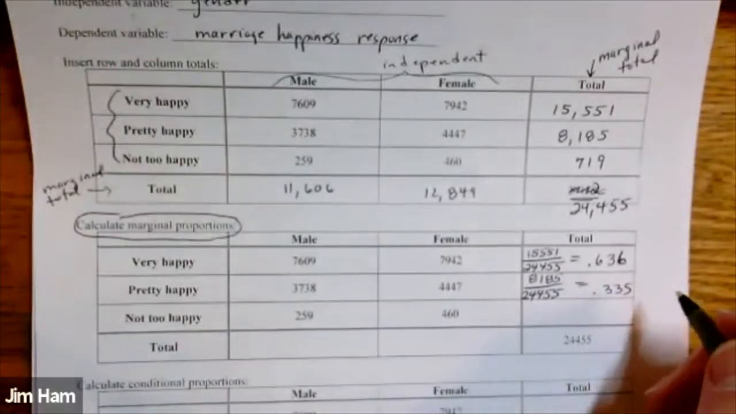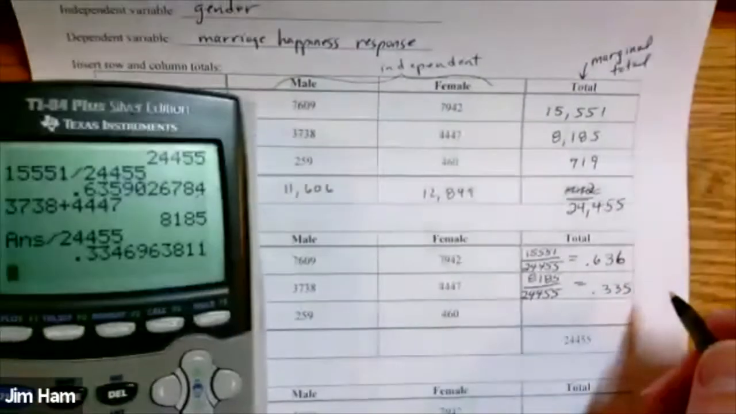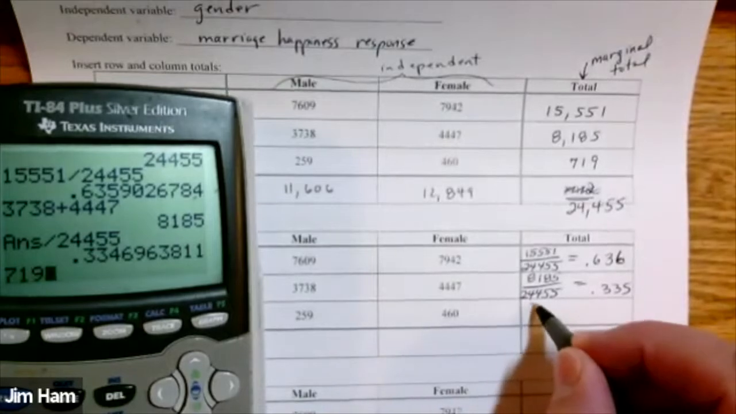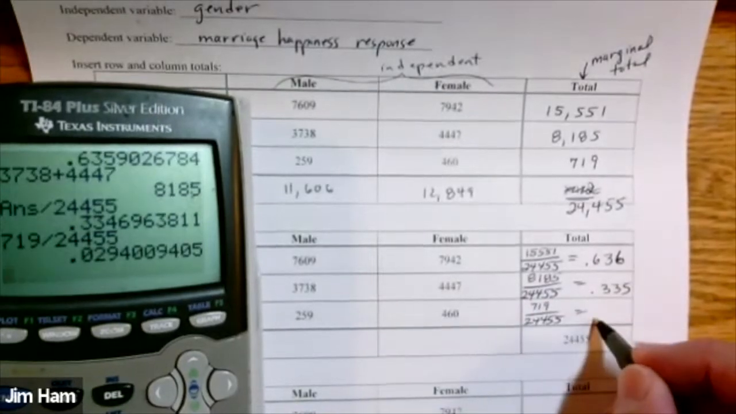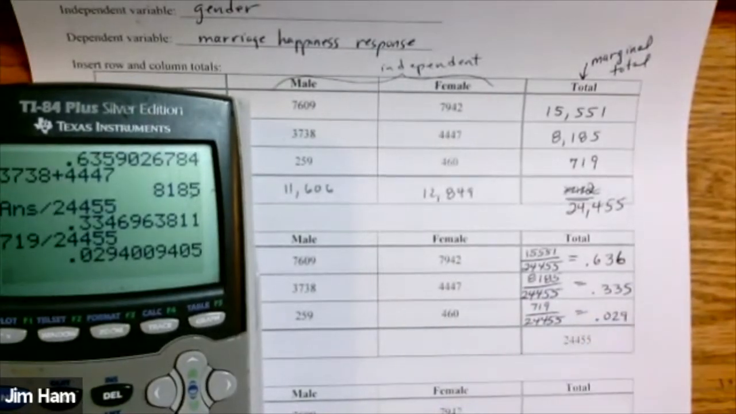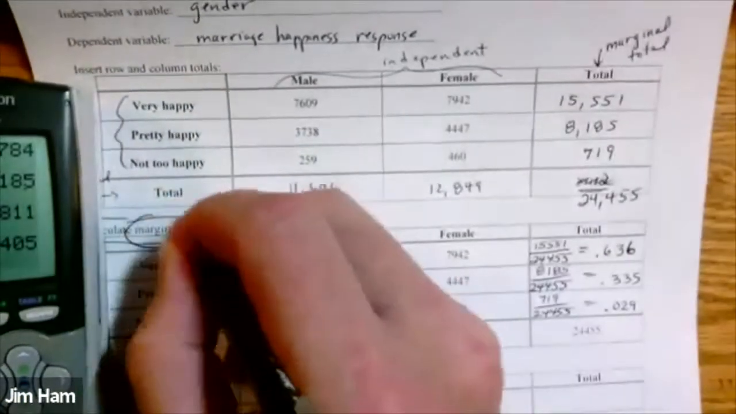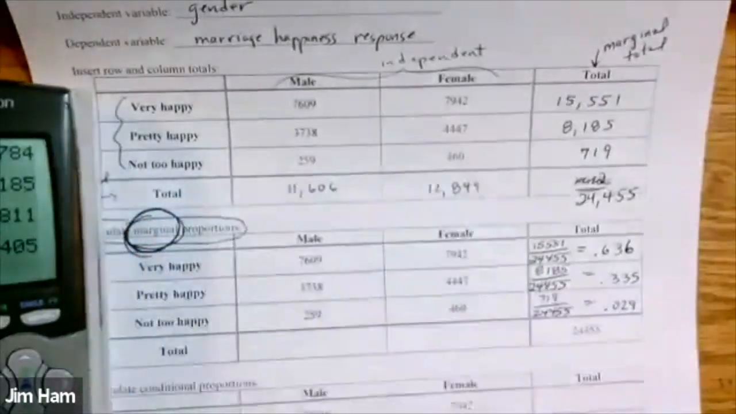A third would respond that they're pretty happy in their marriage. And then if we take the 719 and divide by the same, it's a very small amount, right around 3%, say that they're not happy. But these are the percentages or the proportions that we're calculating, and we're putting them in the margin of the table. So these are called marginal proportions. So this is one of the things that you're going to focus in on, that word right there.